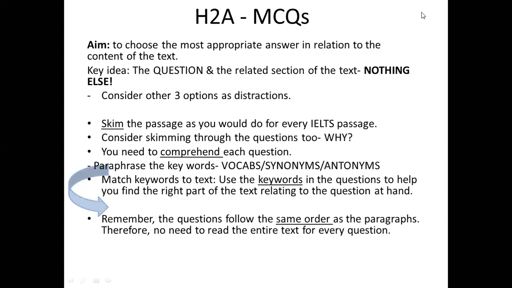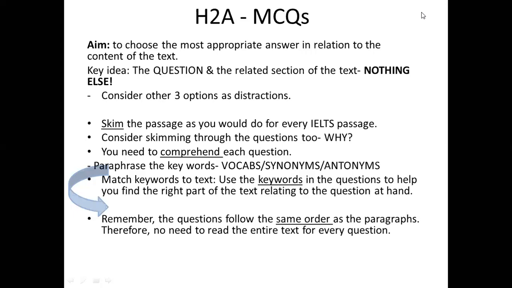Now, you will have to skim the passage as you would do for every IELTS passage. And then it is good practice for you to skim through the questions as well. You have the questions, you can see them already, so it helps you to understand where exactly you need to focus. When you skim through the questions, you know the keywords in the questions as well. And when you go through the passage, you quickly note what you will be needing for the next question ahead of you.